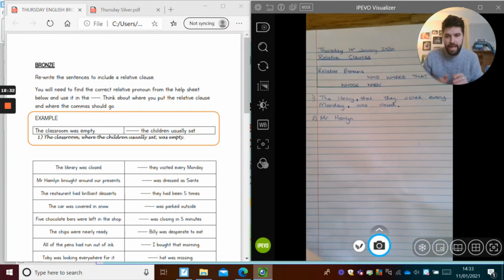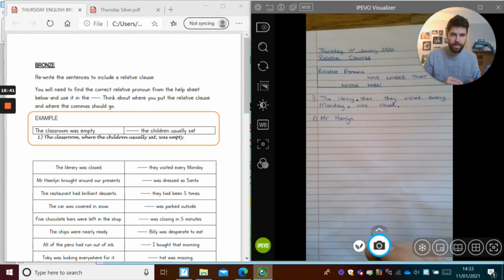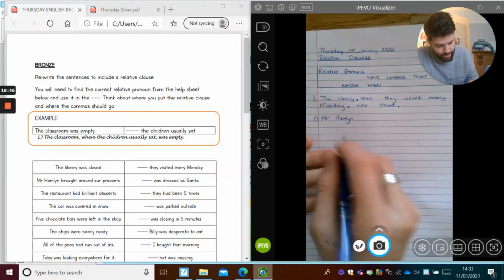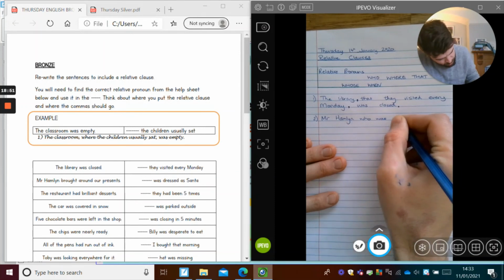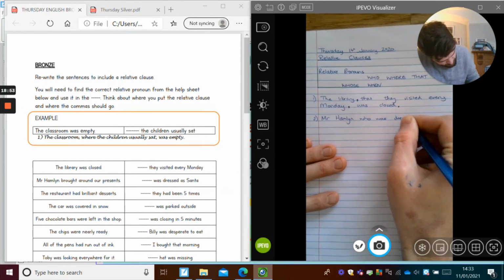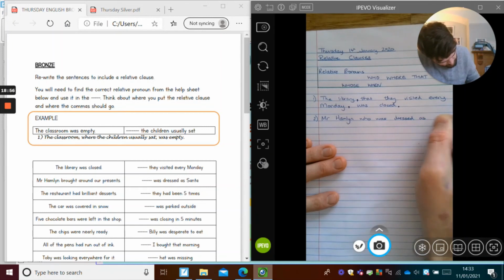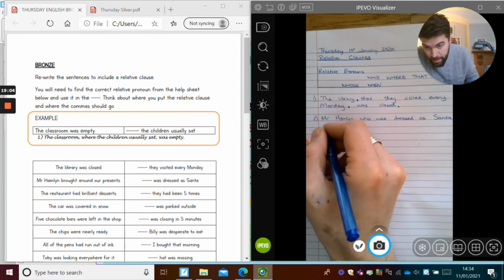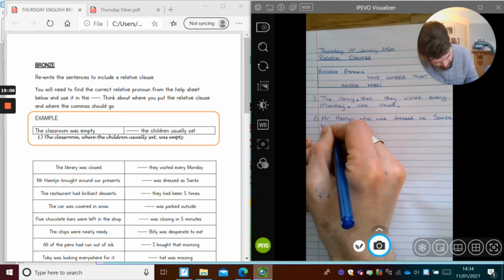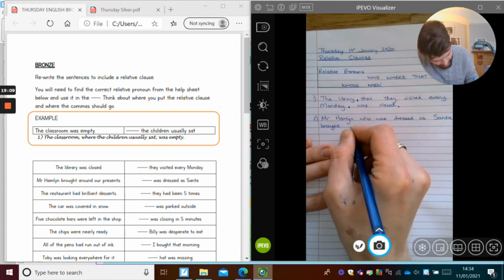So Mr. Hamlin, who was dressed as Santa, brought around our presents. That sounds pretty good. Mr. Hamlin brought around our presents, who was dressed as Santa. That doesn't sound quite right. Now the presents are dressed like Santa. That's not right. It's going to go in the middle. So Mr. Hamlin, I'm going to write in my book, who was dressed as Santa. I'm going to use a capital letter for Santa. You'll notice I've already used a capital letter for Mr. Hamlin. Was dressed as Santa, copying carefully from the sheet, brought around our presents.